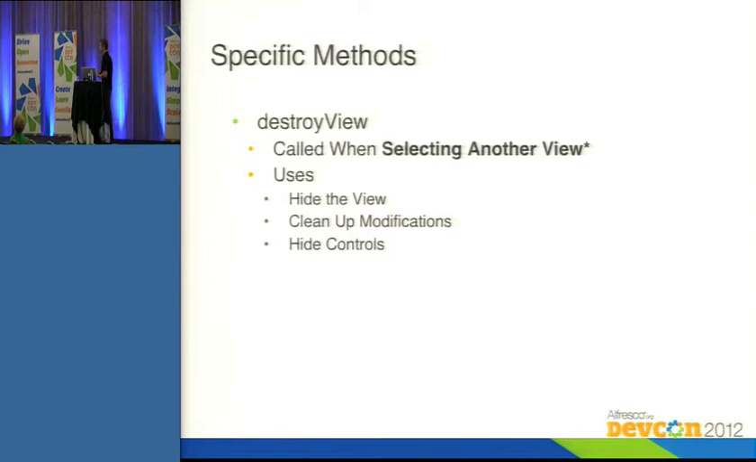Destroy view is sort of a cleanup method, and it's called when the user selects another view. But in fact, it's actually called on all of the view renderers just before render view is. So it cleans up everything, starts with a clean slate, and then calls render view. And you use this destroy view method for, again, cleanup. You may need to hide the view that the user was on. You may need to clean up modifications to the DOM or tables, or you may want to hide controls, like again our thumbnail size slider, which of course is not going to be relevant in the other views.